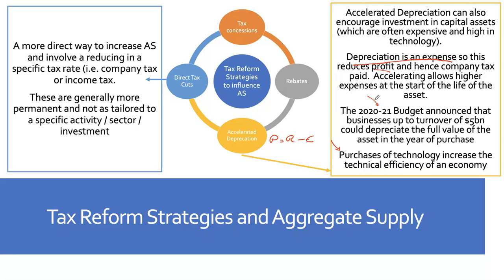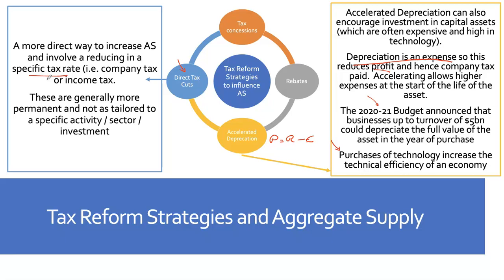A more easier one to understand and a more direct way to increase aggregate supply is to do a direct tax cut. A more direct way because it addresses everyone. It often impacts everyone. And it involves typically reducing a specific tax rate, like a company tax or income tax. And we're going to talk about those two in a minute because these are two ones that are happening at the moment to increase aggregate supply.